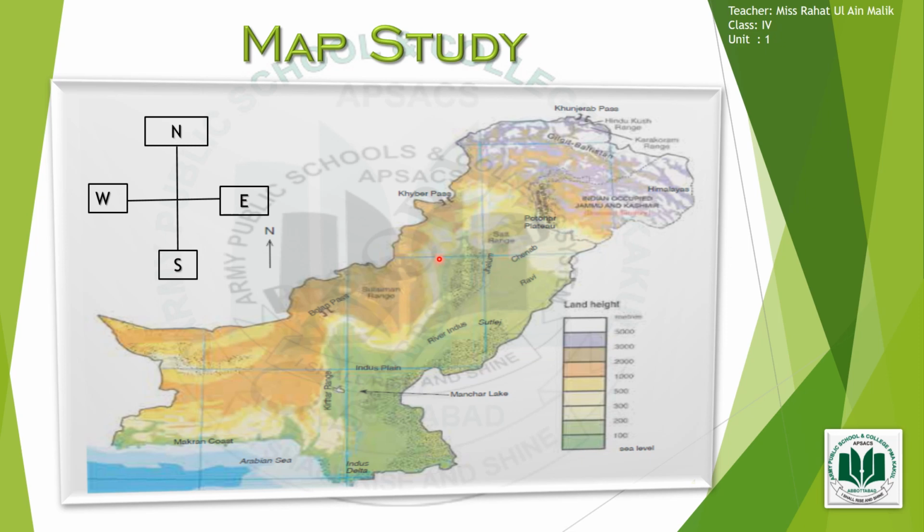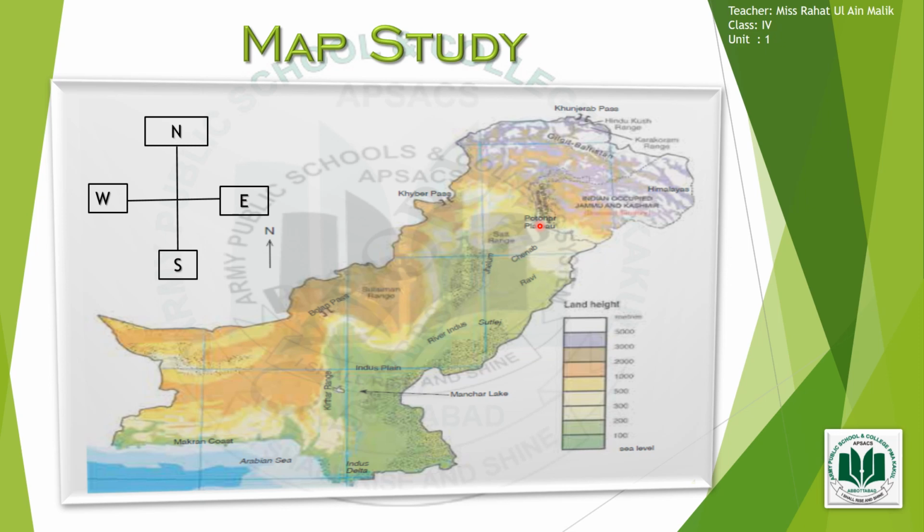Okay, so in this map you can see Punjab Pass, Hindu Kush Range, Karakoram Range, Himalayas, Pothohar Plateau, Salt Range, Jhelum, Chenab, Ravi, Sutlej, River Indus, Manchar Lake, Indus Plain, Kirthar Range, Indus Delta, Arabian Sea, Makran Coast, Bolan Pass, Khyber Pass. So we will be studying about these things in the coming slides, right?